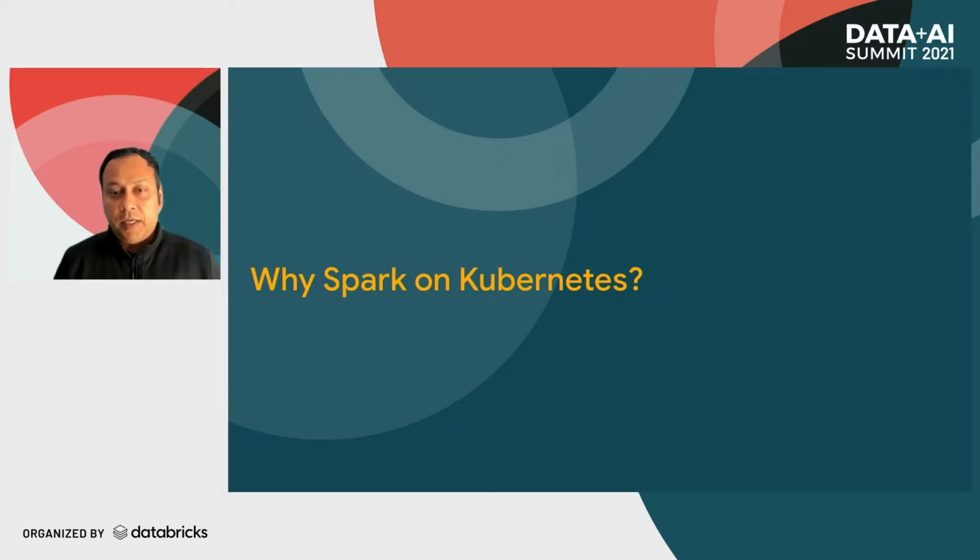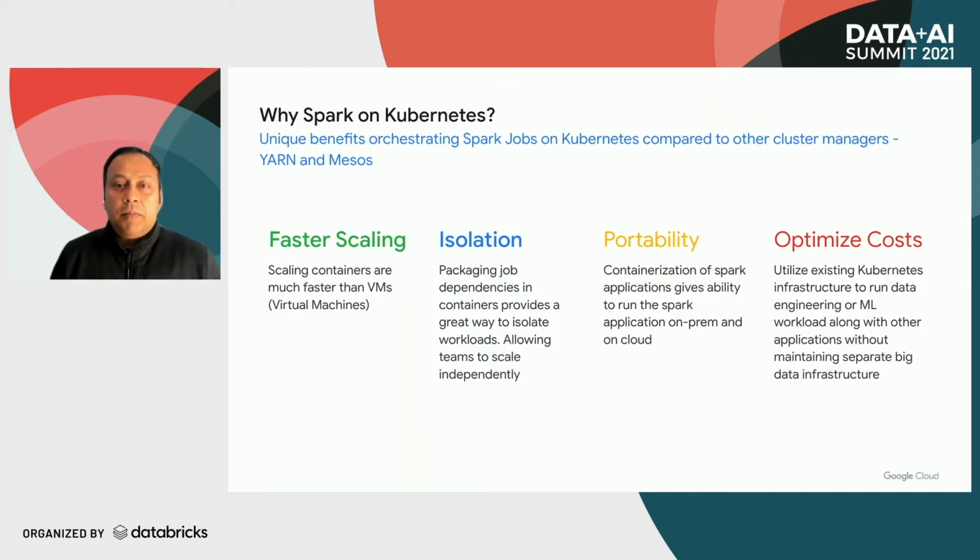Before getting into the core topic of running Spark on Kubernetes on GCP, let me spend some time explaining why Spark on Kubernetes. Why should you care? While Spark jobs can be orchestrated on various cluster managers like Yarn, Mesos, Kubernetes comes with some unique benefits. First, faster scaling. Scaling containers is much faster than VMs. Second, isolation. Packaging all dependencies and libraries of a Spark application in a container provides a great way to isolate your workload. Hence, teams can run their workload independently without blocking each other.